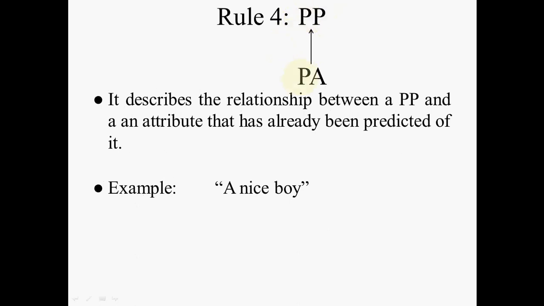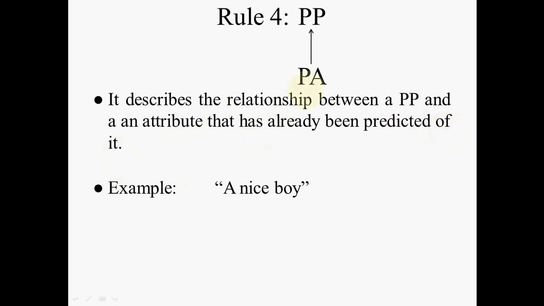Note that in rule number 2 that we saw, PA represents some physical state of the object. Now, when I say physical state, something related to his physical body, say his height, his weight, his complexion, and so on. Rule number 4 is basically used when PA is an attribute. It is not a physical property. It is an attribute that has already been predicted of it. Okay, it's a predicted attribute.